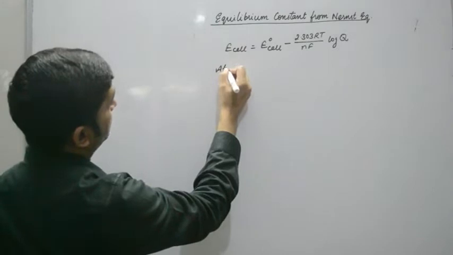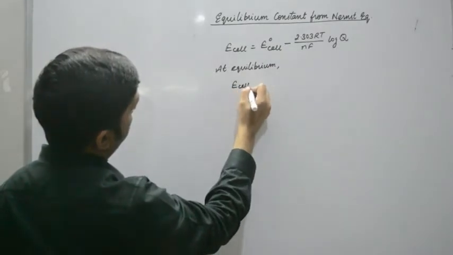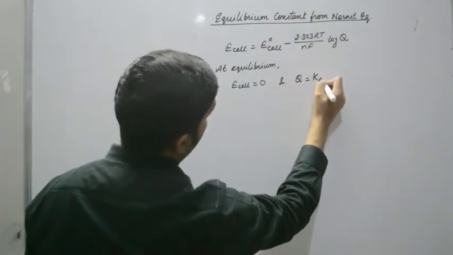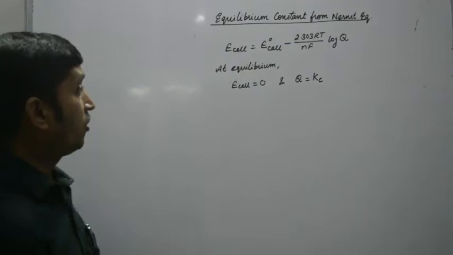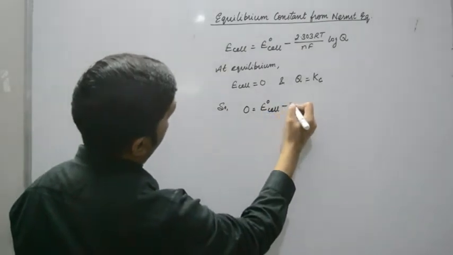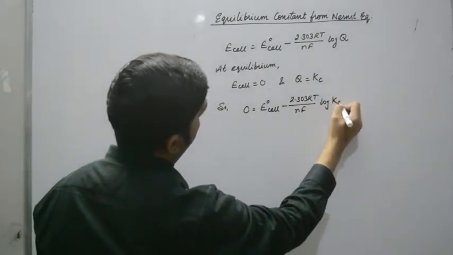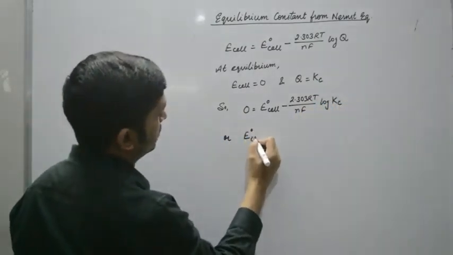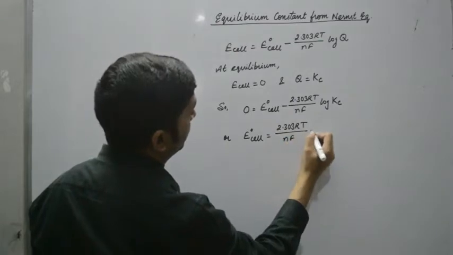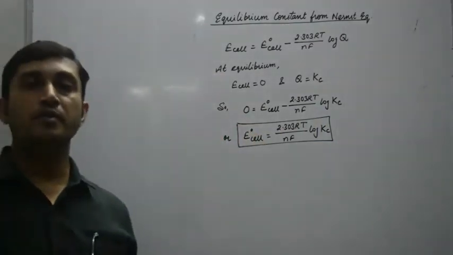So we can write here that at equilibrium, cell potential is equal to 0 and the reaction quotient is equal to the equilibrium constant. So now we can write 0 is equal to standard cell potential minus 2.303 RT upon NF log Kc, or we can write that standard cell potential is equal to 2.303 RT upon NF log Kc. So this is the relation between standard cell potential and equilibrium constant.